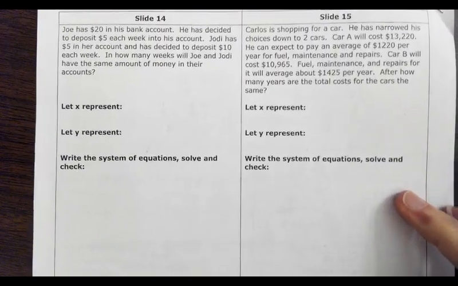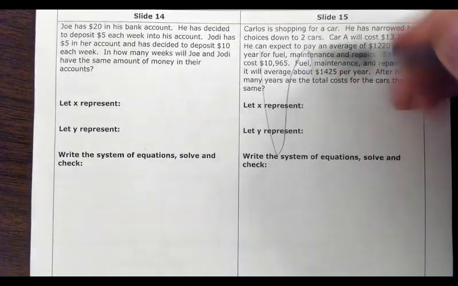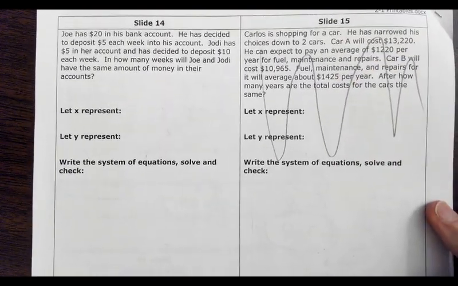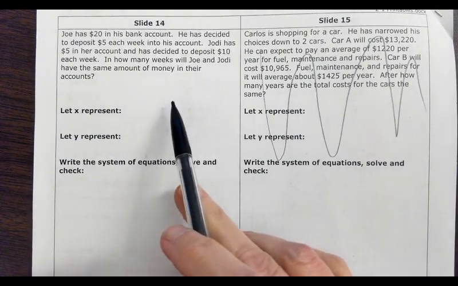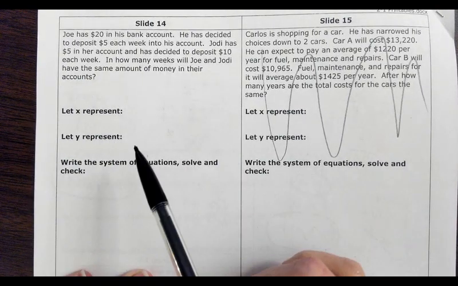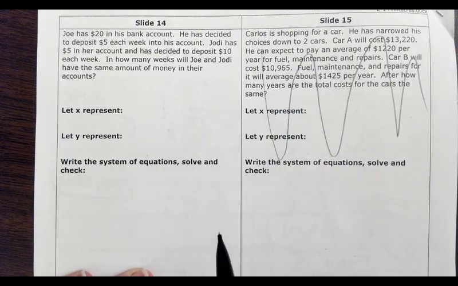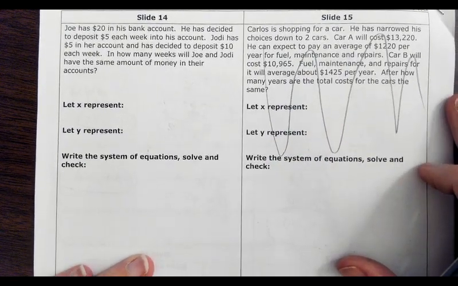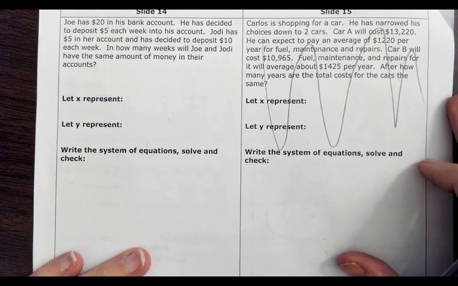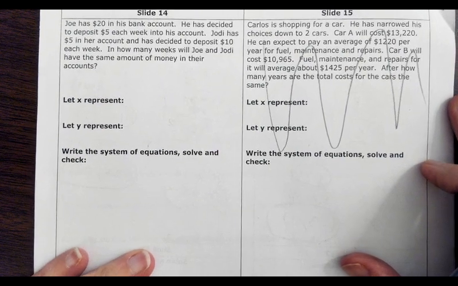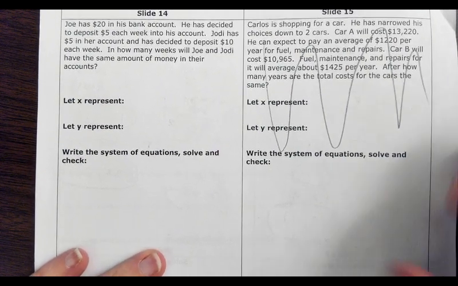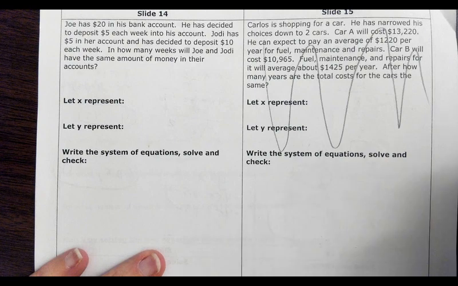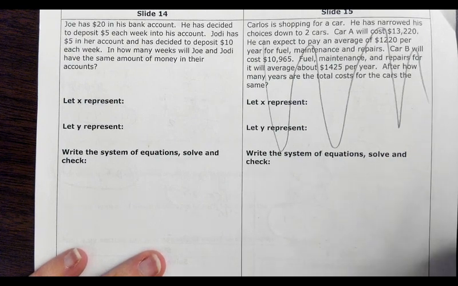If I look at these last two examples, we're not going to do this one. I'm going to cut you loose to do your homework a little bit early, but I do want to look at this one because it's going to show you the process you need to go through if you want to solve a system. Joe has $20 in his bank account. He has decided to deposit $5 each week into his account. Jody has $5 in her account and has decided to deposit $10 each week. In how many weeks will Joe and Jody have the same amount of money in their accounts?